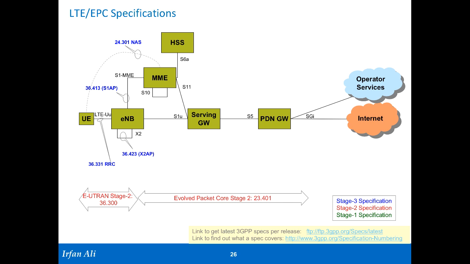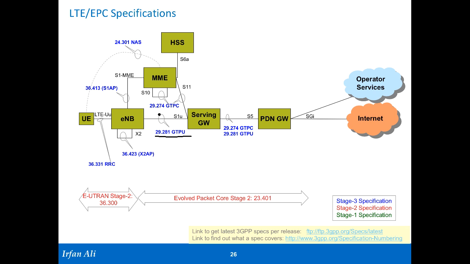And then you have the X2 interface between the E node Bs, which is specified by 423 specification. And then you have the interface between the E node B and the serving gateway, which is just the GTPU interface, and that is specified by 29281. So now we have covered most of the interfaces between the RAN and the core network.